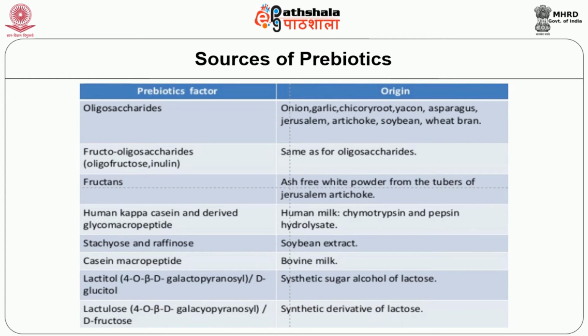Prebiotic factor, what's the origin? Oligosaccharides from onion, garlic, asparagus, soybean, wheat bran, etc. Fructo-oligosaccharides, same as oligosaccharides. Fructans, an ash-free white powder from the tubers of Jerusalem artichoke. Human kappa-casein, derived glycopeptide, is from human milk, chymotrypsin and pepsin hydrolysate. Casein macropeptide is from bovine milk. Lactitol, a synthetic sugar alcohol from lactose. Lactulose or D-fructose is a synthetic derivative of lactose.